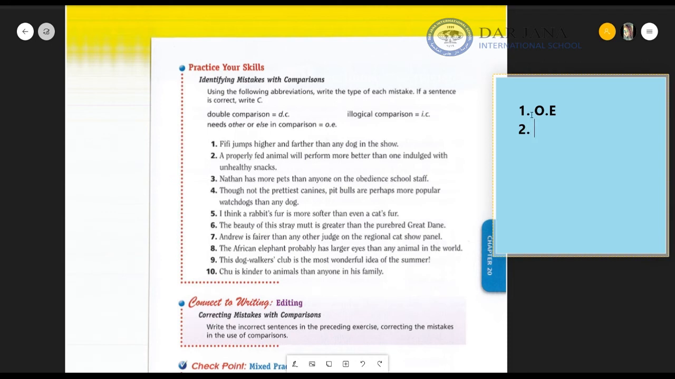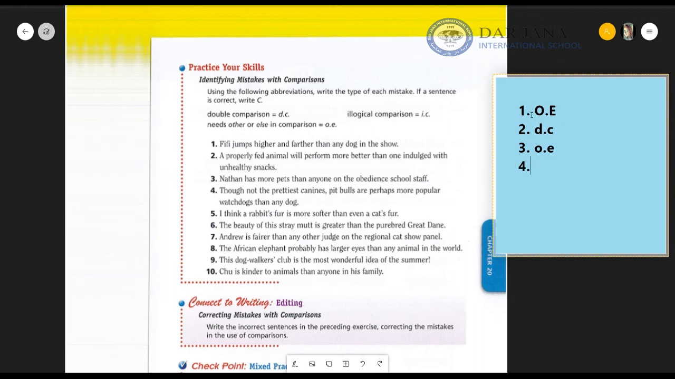Number 2. "A properly fed animal will perform more better than one indulged with unhealthy snacks." Now, you can notice that I see a double comparison. "More better" is wrong, since "better" is the comparative form of "good." So it is DC. Number 3. "Nathan has more pets than anyone on the obedience school staff." Now, since Nathan is on the obedience school staff, it's like saying Nathan has more pets than himself. So that's wrong. It's going to need "other" or "else."